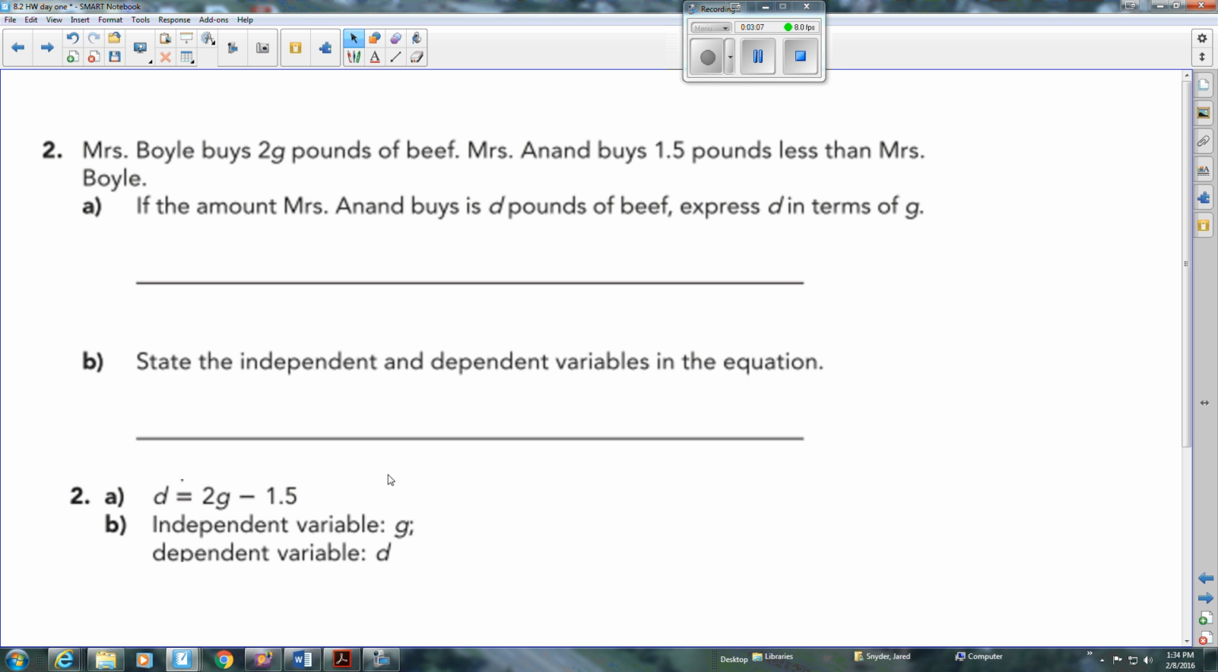Mrs. Boyle buys 2 pounds of ground beef, and Mrs. Anand buys 1.5 less than Mrs. Boyle. If the amount Mrs. Anand buys is D pounds of beef, express D in terms of G. So we take G, we know that we're getting 1.5 pounds less, so it'd be G minus 1.5 gives me D overall. And then my independent variable is going to be G, my dependent variable is going to be D.